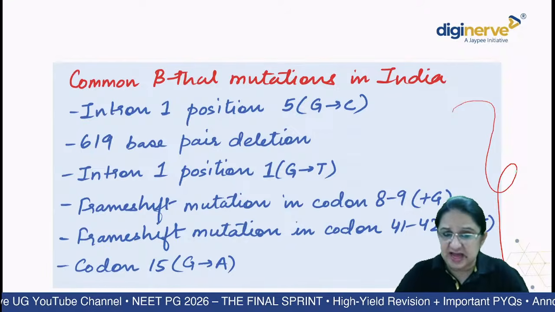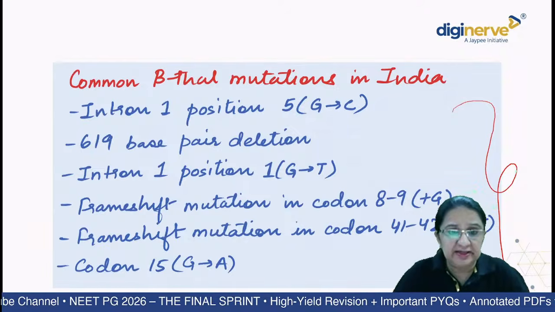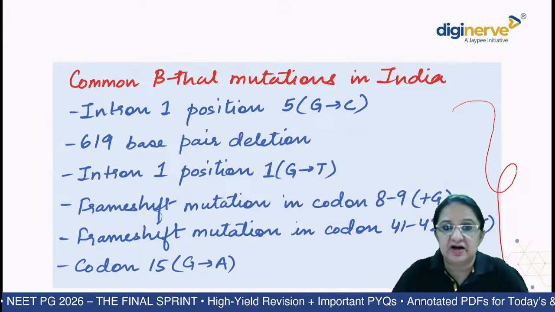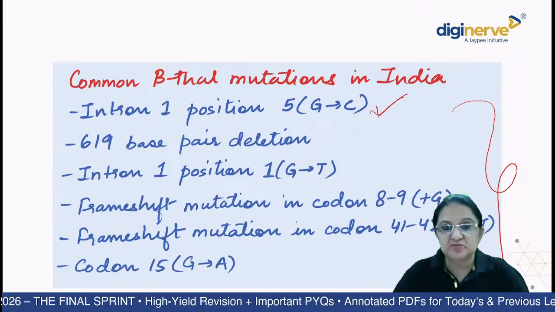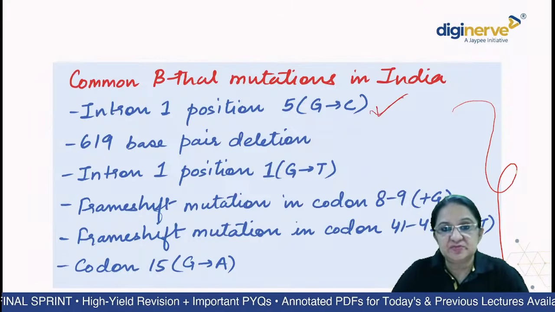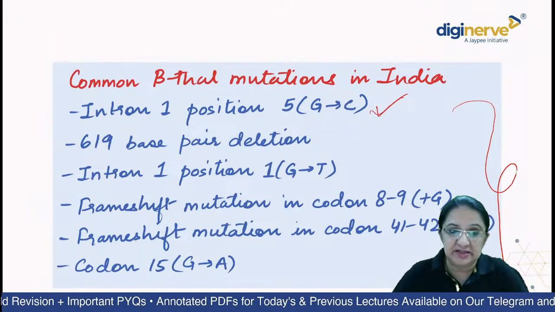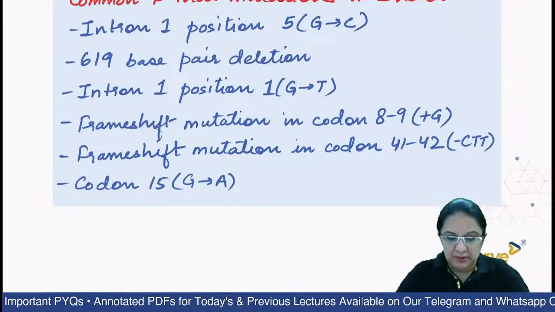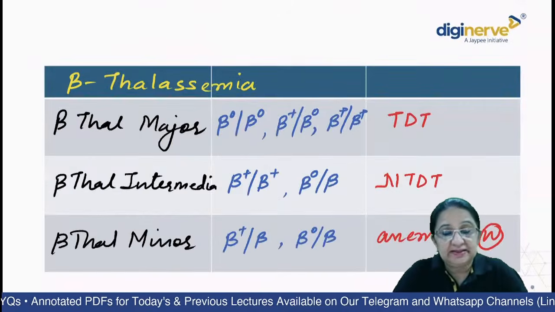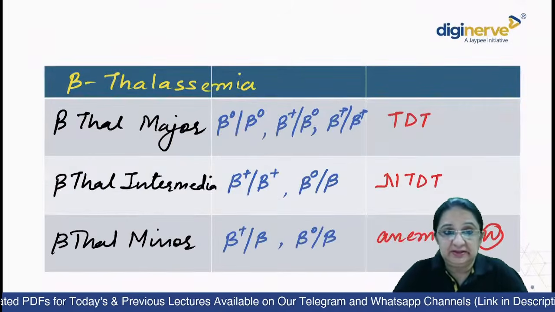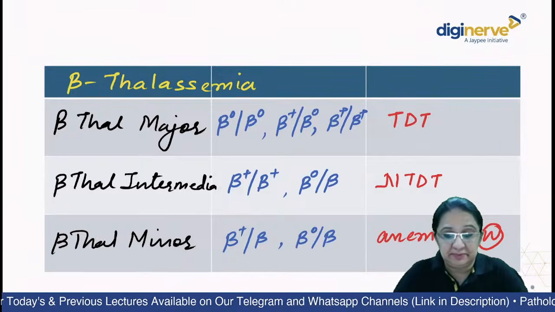Please note, these have been asked never in your NEET PG, but I said they have asked, especially this mutation. Okay. So these are common beta thalassemia mutations that are usually seen in India. All right. Now, beta thalassemia, we all know, is divided into beta thalassemia major, intermediate, and minor.